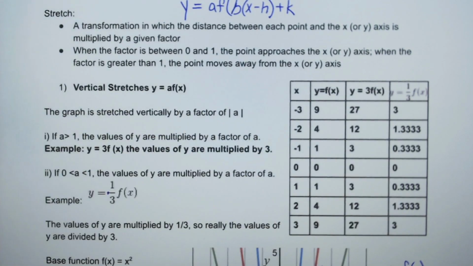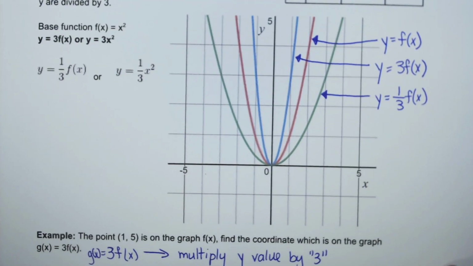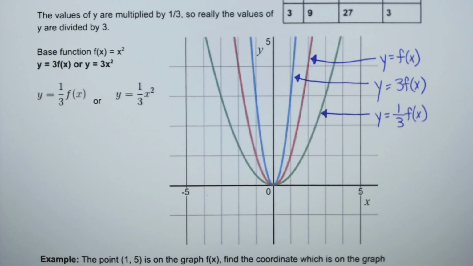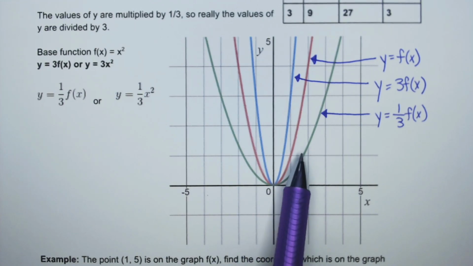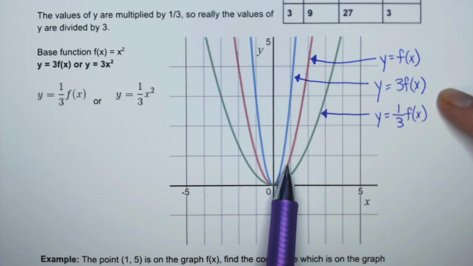Now, it's shown in this table, but what happens to our graph? How does our graph change? So we have that base function f of x equals x squared, and that is this red line here, the middle line on your graph. So here's our y equals f of x. Now, when we're looking at this function, y equals 3f of x, we can see that for every value of x, the y values have tripled.